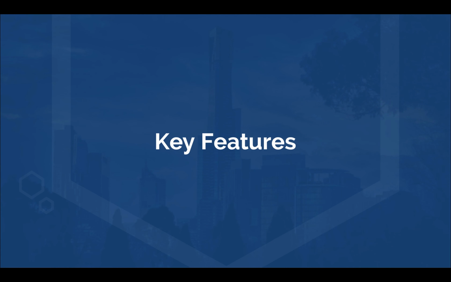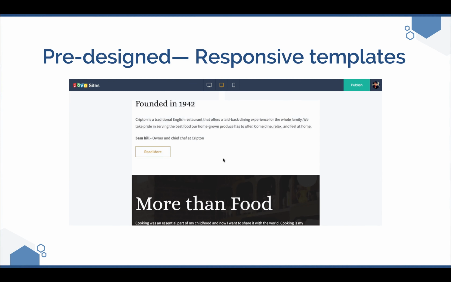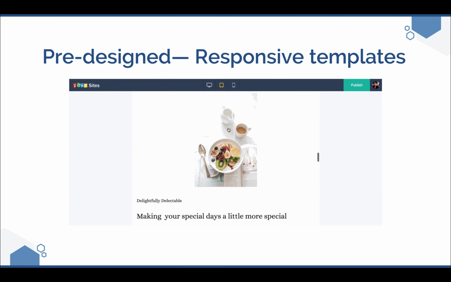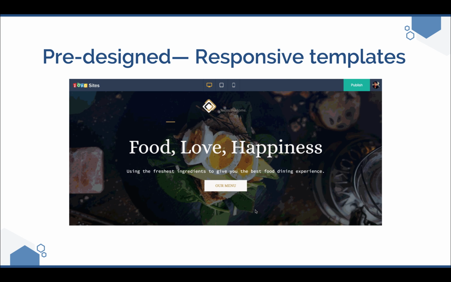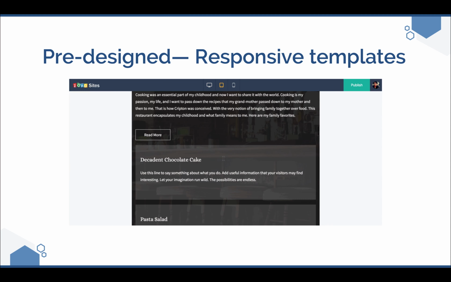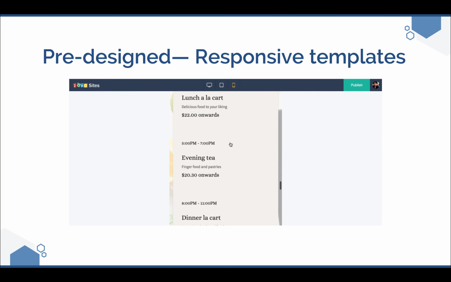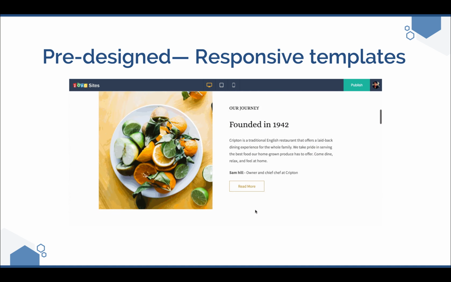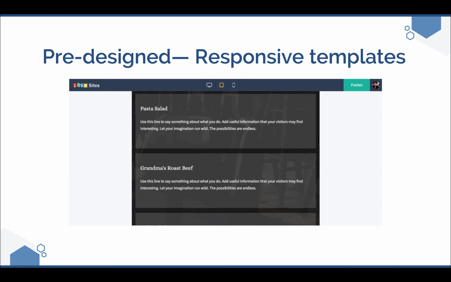I'm going to run through a few of our key features. So first we have the pre-designed and responsive templates. We offer over 50 templates which are industry-based and come with captivating imagery and supporting text. Images, text, and other components can be easily customized to suit your requirement. Every website you create with Zoho Sites is automatically optimized for mobile. Your website will look great on phones, tablets, and desktops. You can preview your website to see how it will look on these devices as well.